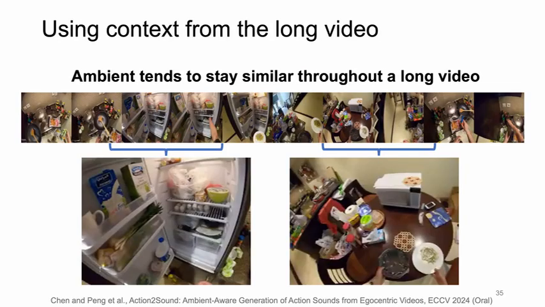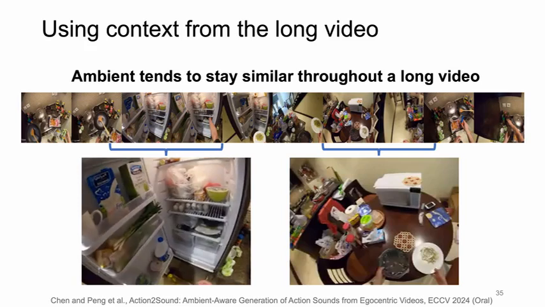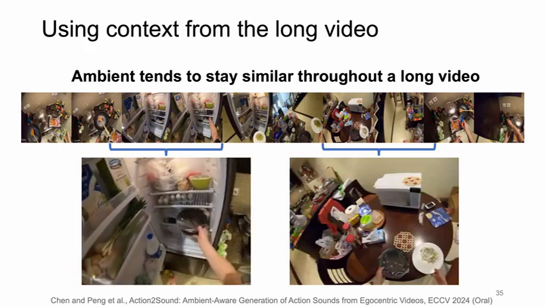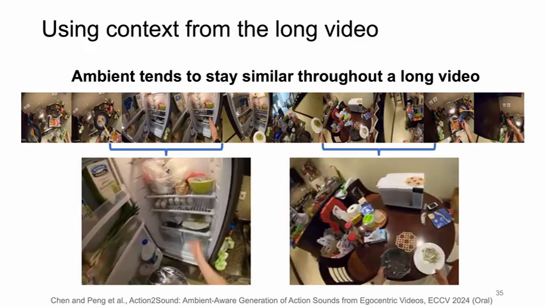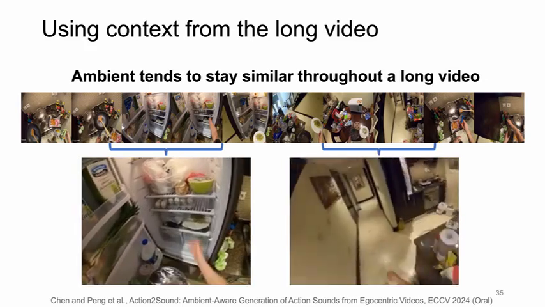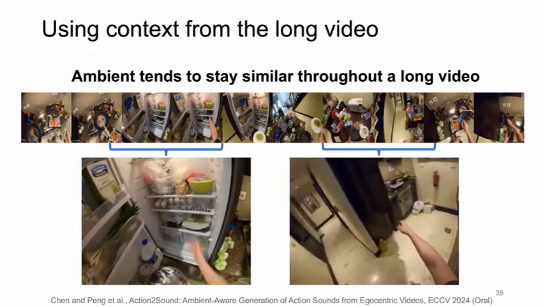Our key observation to deal with this issue is to utilize the context from a long video because ambient sounds tend to stay similar throughout a long video. And here are two short clips selected from the same long video. You can see that the humming sound in the background is shared across these two videos, which is very hard to predict from the visual alone.